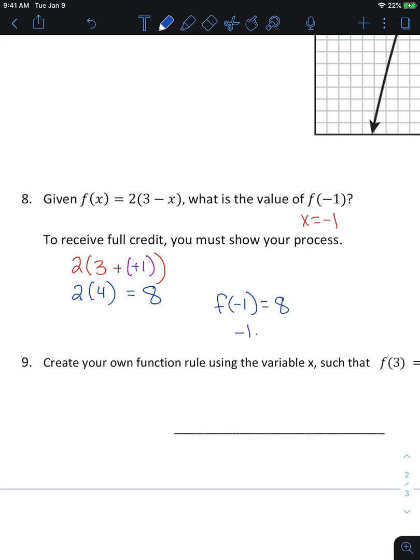Or you could write negative 1 comma 8. Either one of those would be accepted. Even just writing an 8 would be accepted because we're proud of you that you made it that far.